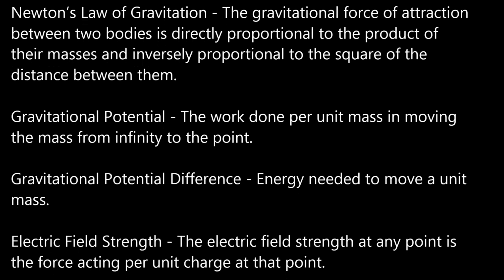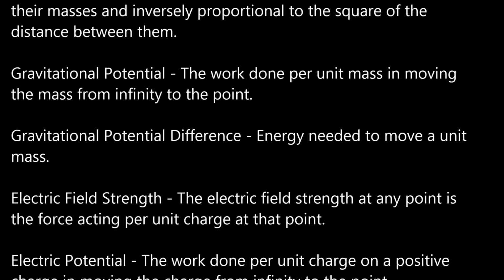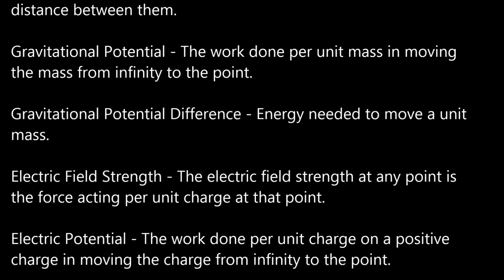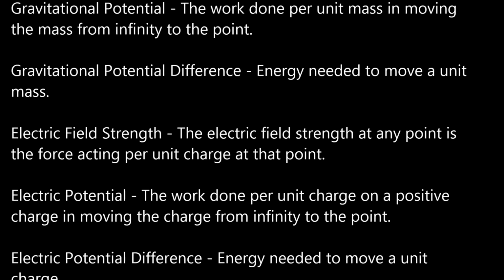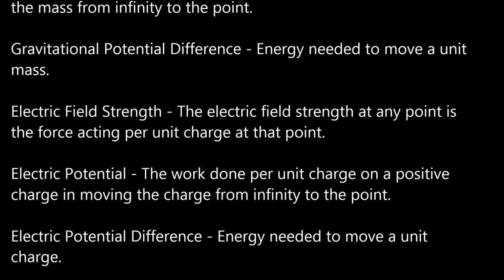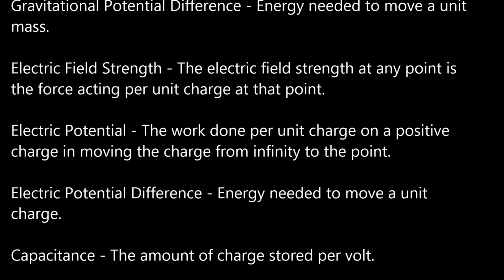Gravitational potential: the work done per unit mass in moving the mass from infinity to the point. Gravitational potential difference: energy needed to move a unit mass. Electric field strength: the electric field strength at any point is the force acting per unit charge at that point.